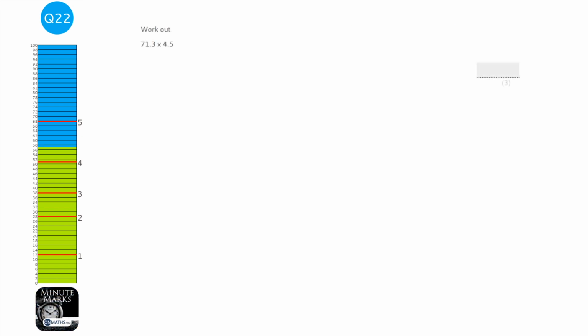Okay, so for this question, the first thing we're going to do is convert these into easier numbers to deal with. So I'm going to times this left-hand one by 10 and times this right-hand one by 10, so we actually end up with whole numbers, which are much easier to multiply. I've just got to remember to turn them back at the end.